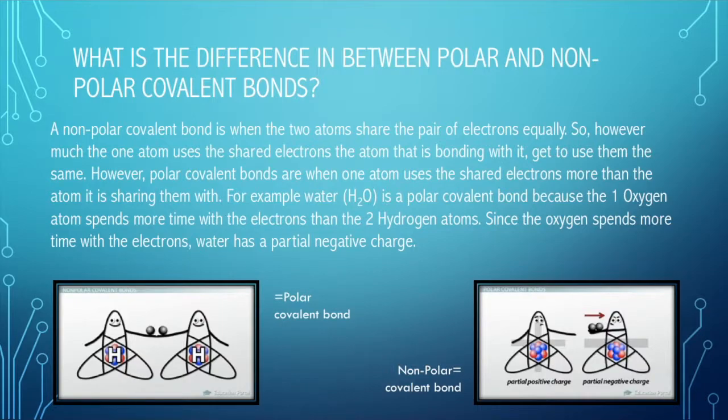However, a polar covalent bond is when one of the atoms uses the shared electrons more than the other one. For the example in the presentation, we have H2O. Since the oxygen atom uses the shared electrons more, the water molecule has a partial negative charge.